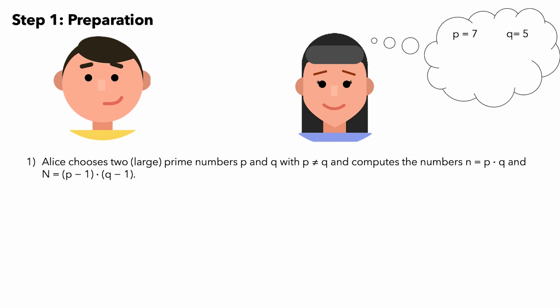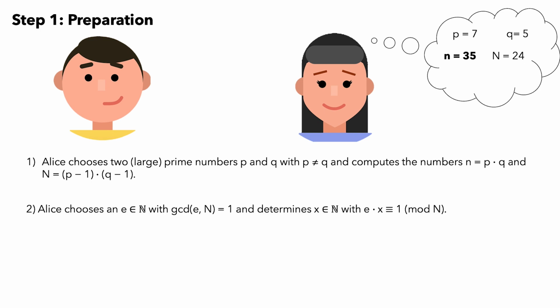In reality, these 2 prime numbers would be much higher to ensure a secure encryption, but for demonstration our numbers are easier to handle. After she picked the 2 prime numbers, she calculates P times Q, which is the number lowercase n, and after that P minus 1 times Q minus 1, which is the number uppercase N. The result for lowercase n is 35 and for uppercase N 24.